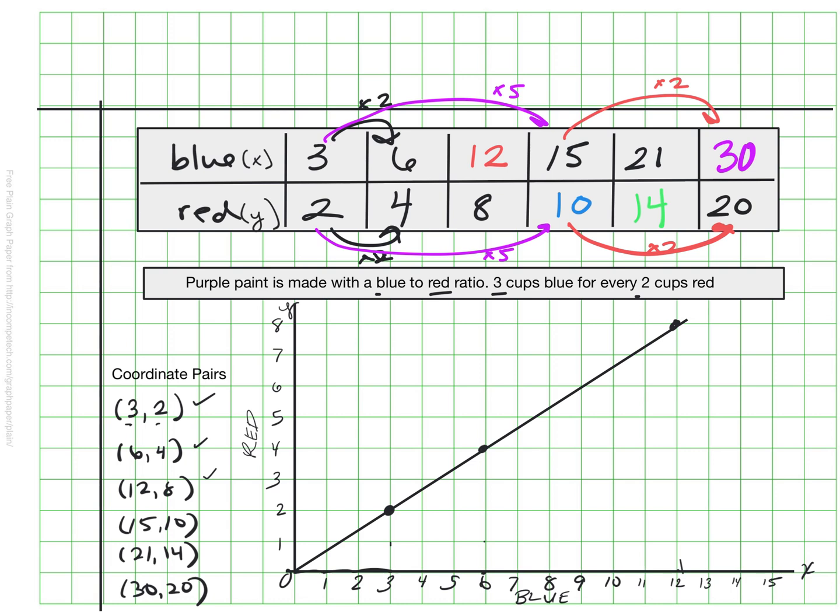Now I can't fit any of the others on the graph, but I have enough information here to draw a straight line through all 3 points. And I also went ahead and included a point here at 0, 0, because if I have no red paint, I wouldn't need any blue paint, right? I wouldn't have any paint to make. So I'm gonna go ahead and make a line through there.